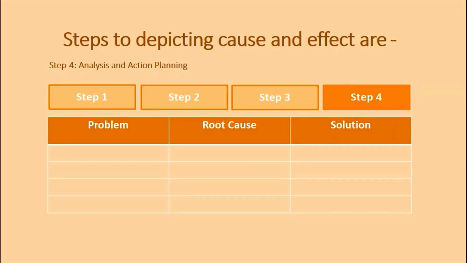In the action plan you have to write the problems in the left side column, then you have to write the root causes of your problem. Root causes could be more than one for a problem, and then you have to come up with a solution. So this will be your action plan. So now let's see an example to understand how to identify the root causes of a problem.